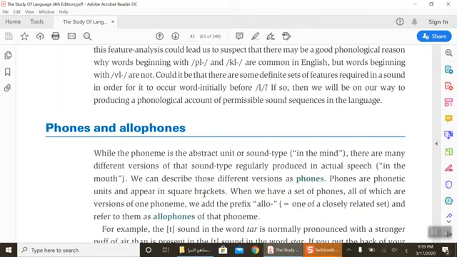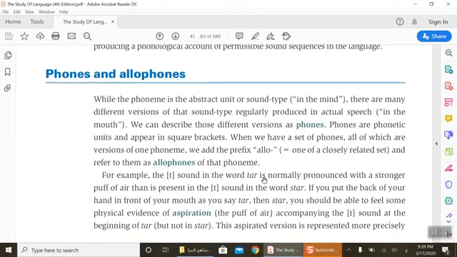If we come to the sound t, the word tar is normally produced with a stronger puff of air than is present in the t sound in the word star. If you put the back of your hand in front of your mouth as you say tar and then star, you would be able to feel some physical evidence of aspiration. So here we have the definition and explanation of aspiration. All of you know the meaning of aspiration. It means a puff of air.